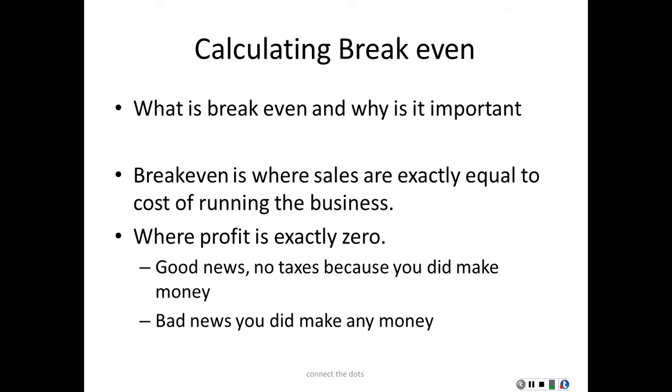So the profit is exactly zero. This is the profit before taxes, EBT, that we talked about before when we were talking about the income statement. Now, what does that mean? The good news is no taxes, because you are not making any money. So basically earnings before taxes is almost zero. The bad news is you did not make any money.